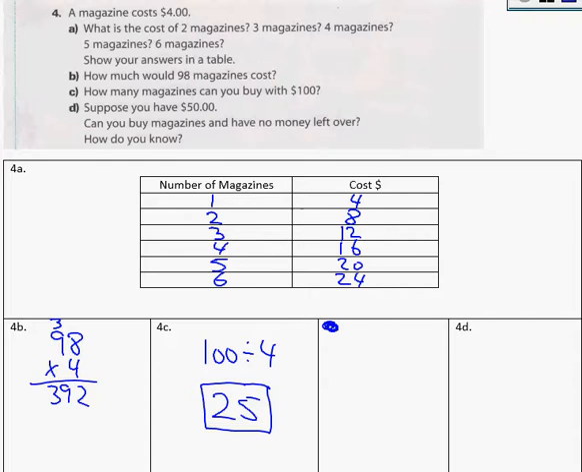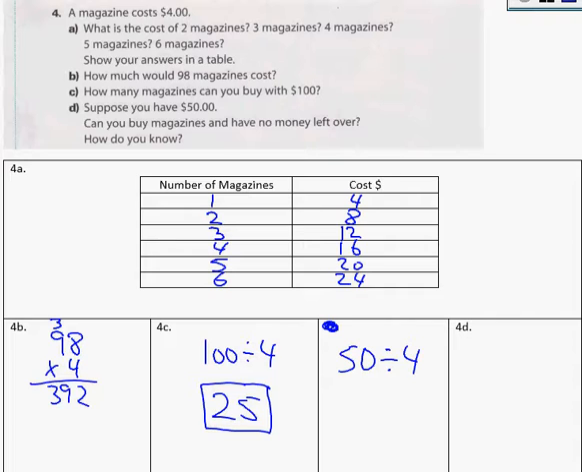4D. Suppose you have $50. Can you buy magazines and have no money left over? How do you know? So I got $50. And I know each magazine cost me 4. I have to think. Is it possible that I can divide 50 by 4 and get a whole number, or will I have a decimal which represents, you know, some change?